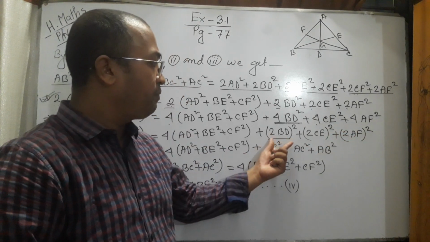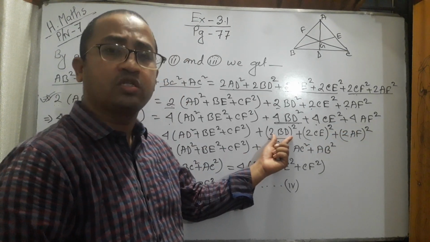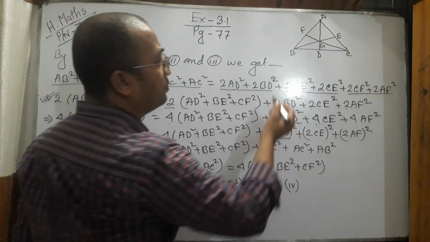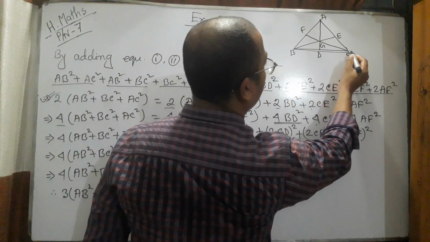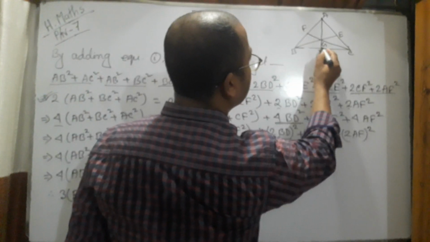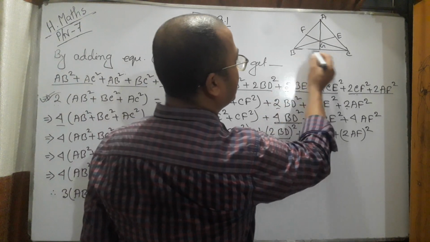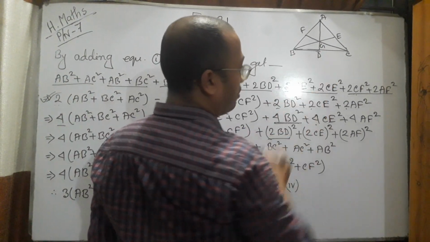Now look, if it becomes 2BD whole square, what will it be? Look, it will be BC, because D is the midpoint of the line BC. So we can say BC is equal to twice BD.